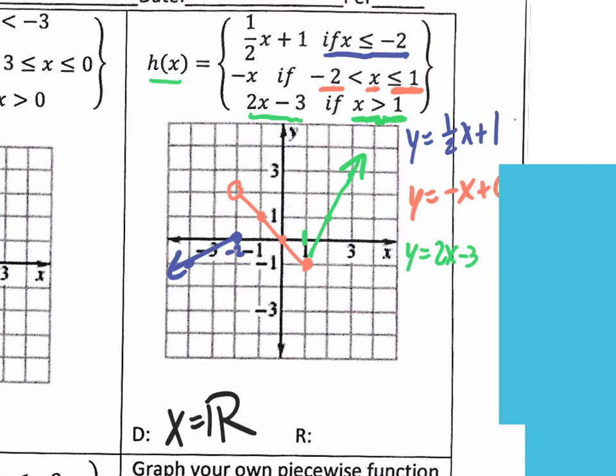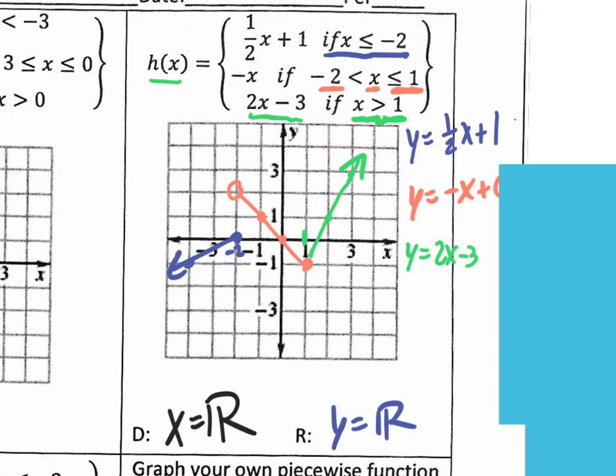How about the range on this thing? What's the range? The up and downs. Does any piece of these three point up? Yes, the green one points up, and so it goes up forever. And does any piece go down forever? Yeah, this purplish blue one, right? It goes down forever. So it really is y equals all real numbers for the range.